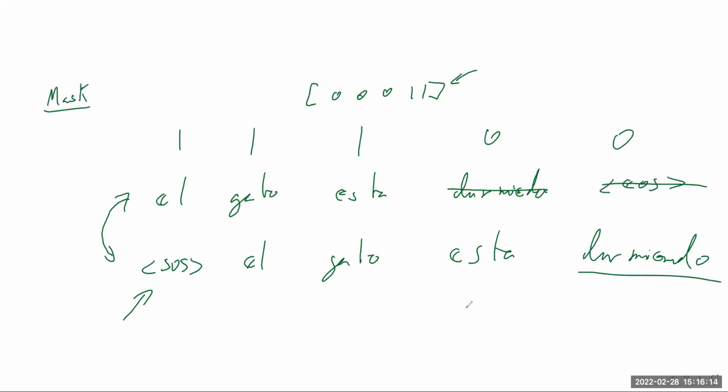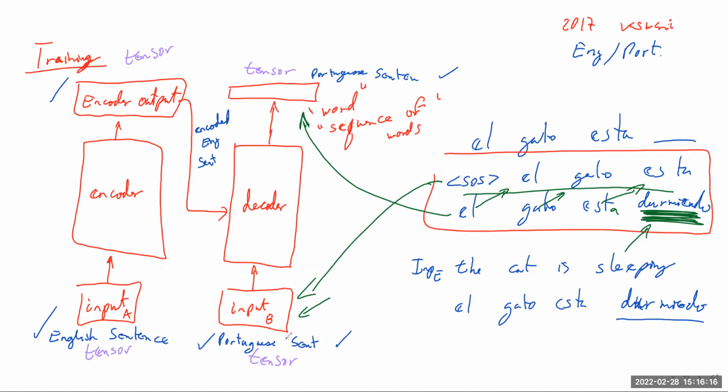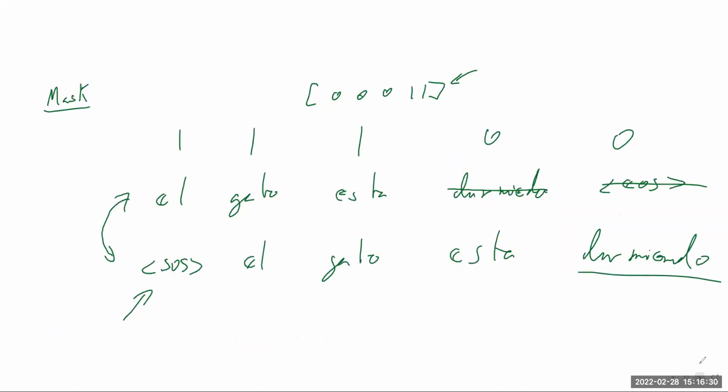But training wise, we have to do that little trick where we provide the Portuguese sentence both here and here, just that one is shifted so that we have the sequence of words and then we just predict the last one. And then we don't actually delete the words or anything. We just mask them by multiplying them times these vectors.